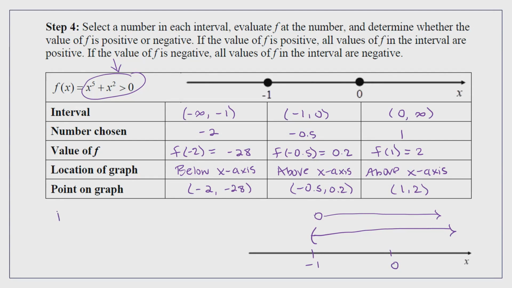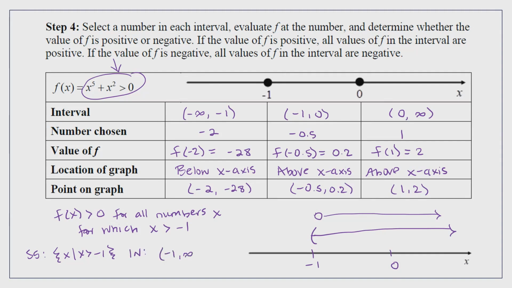So f of x is greater than 0 for all numbers x for which x is greater than negative 1. As a solution set, it will be written as x, where x is greater than negative 1. And in interval notation, it'll be from negative 1 to infinity. Awesome.